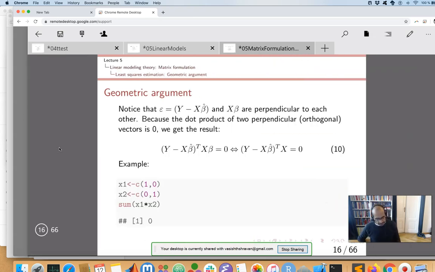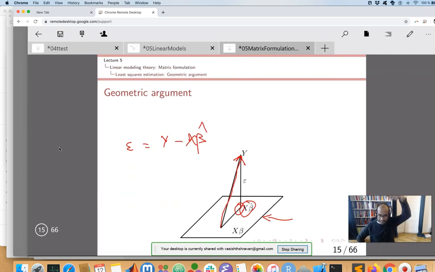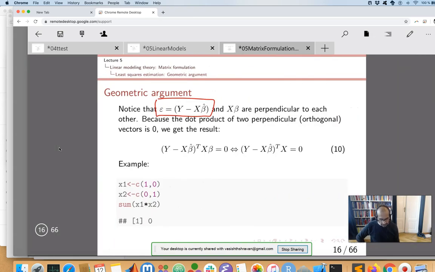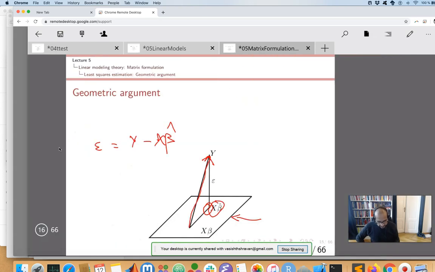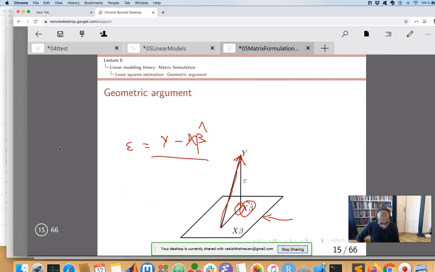Because epsilon is defined as the vector, the line connecting the y vector to x beta hat, that can be written as y minus x beta hat. And so we are going to write epsilon like this, and we've got another plane, x beta, that is now perpendicular to epsilon. It's at 90 degrees. So you've got two vectors that are completely orthogonal to each other at a 90-degree angle.